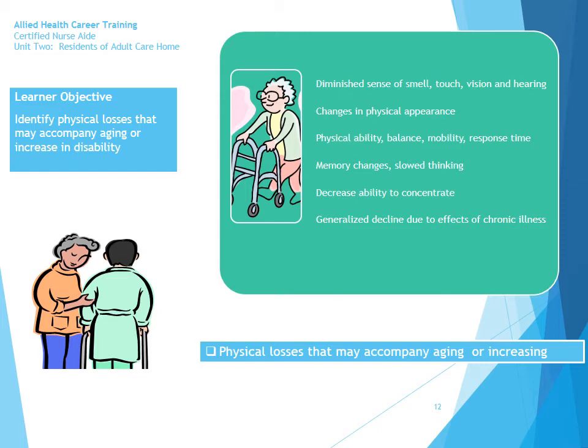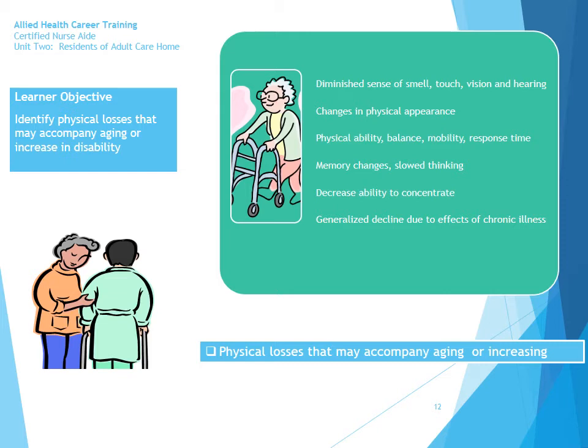So a lot of elderly people will have a little bit of memory changes and slow thinking. This is different than dementia because, you know, you can have forgetfulness and you can have some different memory issues, but dementia is a progressive loss of memory. And we will talk a lot about that one throughout the class. So you might also have a decreased ability to concentrate. I know that that's true for a lot of us that are not elderly yet, but that's going to be more so as we get older.